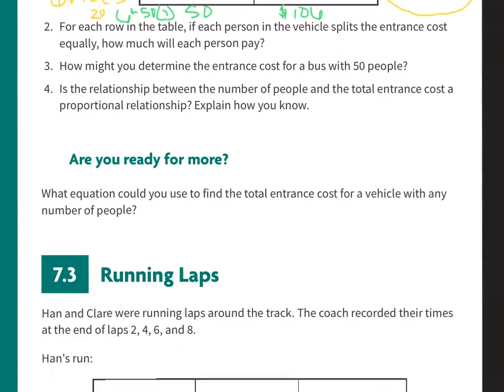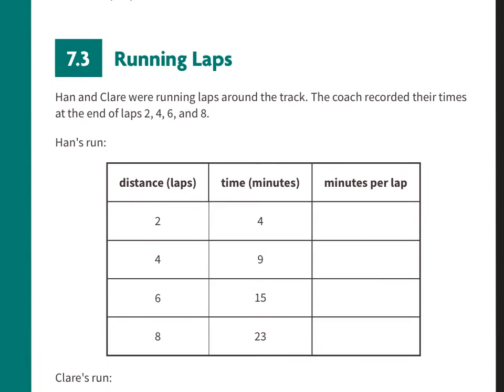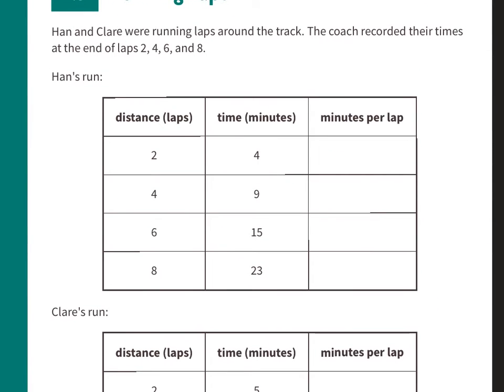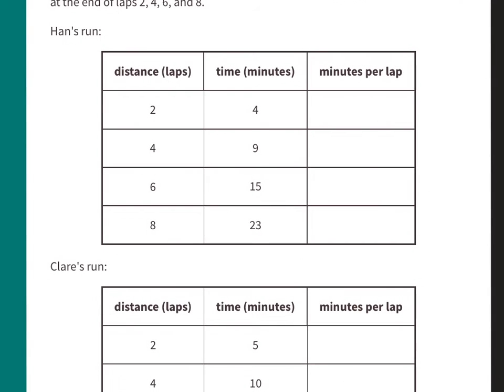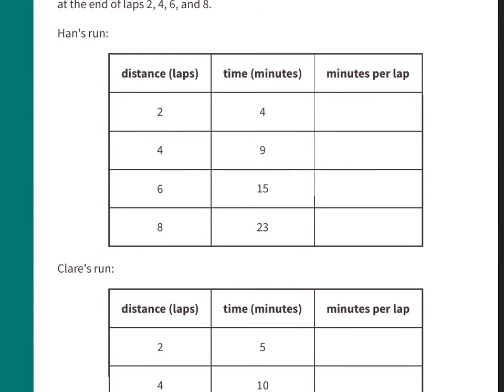7.3, running laps. Han and Claire were running laps around the track. The coach recorded their times at the end of laps 2, 4, 6, and 8. Han's run, and then Claire's run. So we need to find the minutes per lap. So we need to find the constant of proportionality, or second column divided by first column. So 4 divided by 2 is 2.